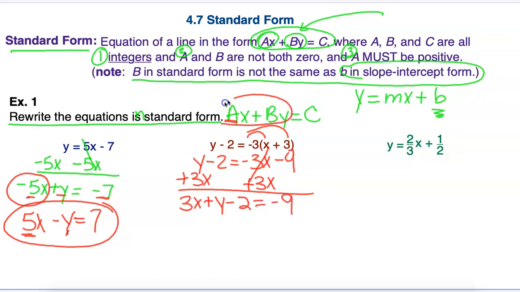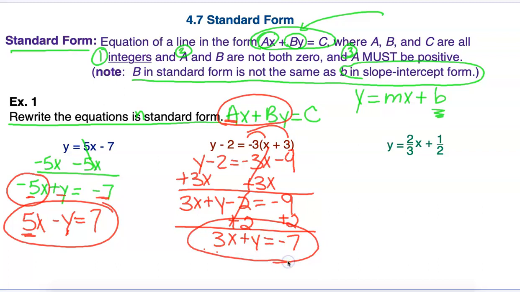Now the only thing I want on this side of my equation are my x and y values. So I need to get rid of that 2, and I'm going to add 2 to both sides. Just join that up with what's on my right side. 3x plus y would equal negative 7. And that completes that. We have a positive here in the place of a. Everything is an integer. We don't have any fractions or decimals, and we have both our x and y values. Remember, we have to have at least one.